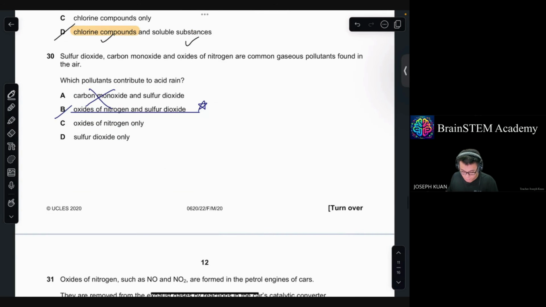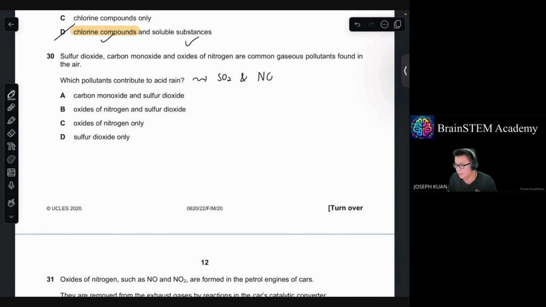Moving on to 30. Sulfur dioxide, carbon monoxide, and oxides of nitrogen are common gas pollutants found in the air. Which pollutants contribute to acid rain? So we know that the main gases that cause acid rain are sulfur dioxide and oxides of nitrogen. All right, so the answer is B. You can think of these two compounds: when they dissolve in water, they may form, for example, sulfuric acid for sulfur dioxide, and for nitrogen oxides, nitric acid.